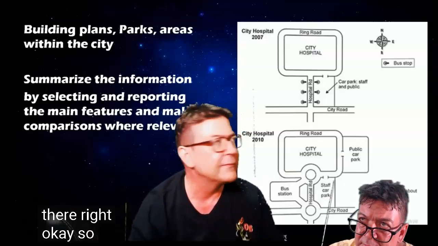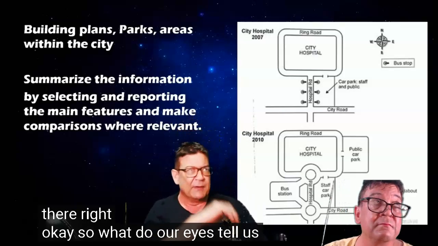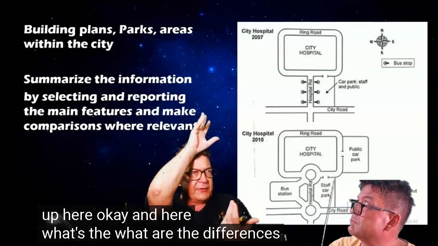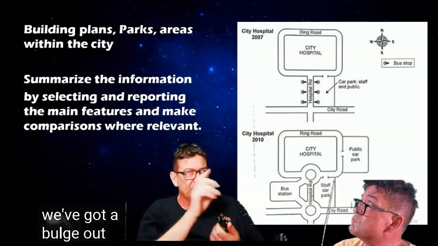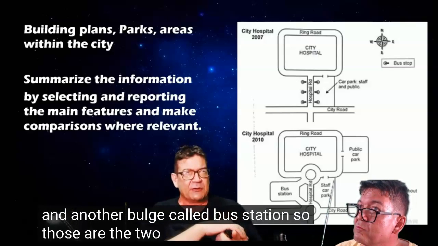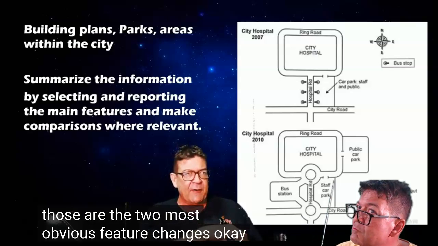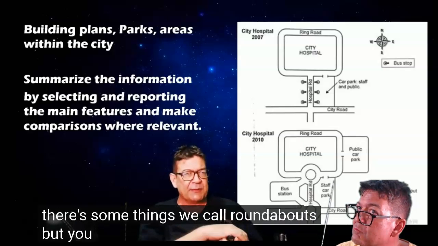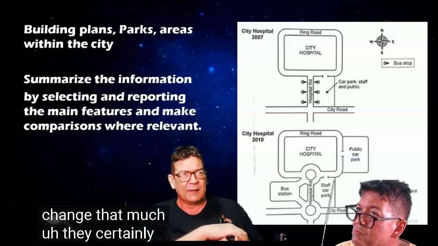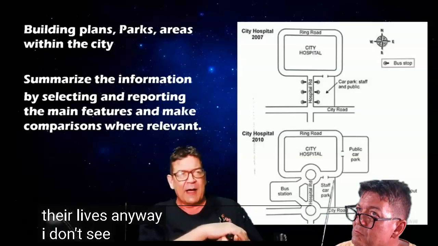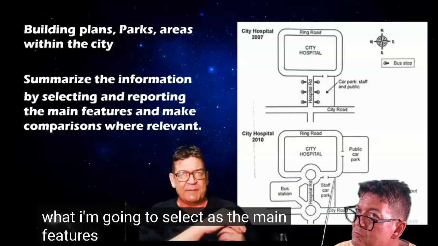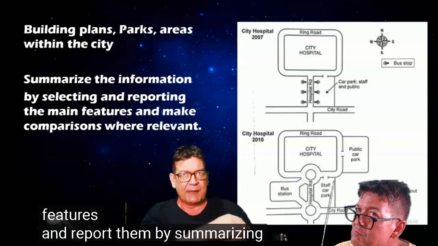So, what do our eyes tell us? What are the differences? Well, we've got a bulge out there labeled public car park, and another bulge called bus station. So those are the two most obvious feature changes. There are some roundabouts, two of them, but they don't really change that much. I don't see that as very significant. Those two are what I'm going to select as the main features and report by summarizing.